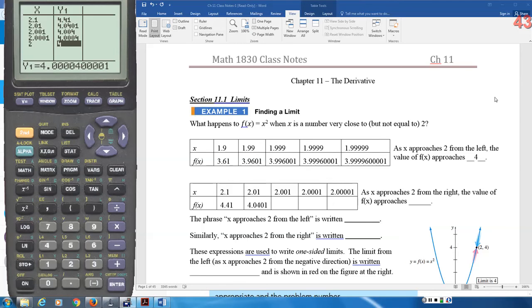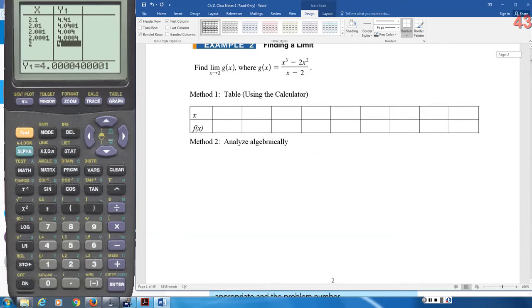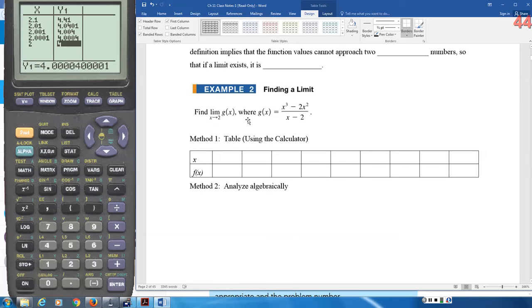Now, when we get further down in these notes, like here, you're going to use the calculator again. It's the same exact thing. And when you do this, you're still looking for the limit as x goes to 2. So you're still going to use the same set of numbers that you used before. What we want to do is converge on 2.